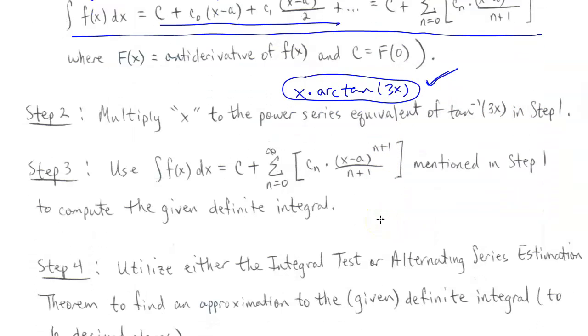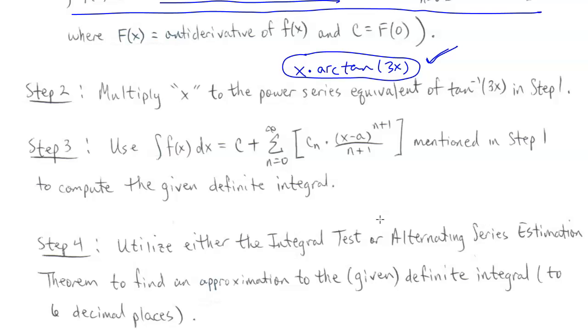And then step four: since we have to approximate our answer to six decimal places, we can either use the integral test or the alternating series estimation theorem to find an approximation to the given definite integral to six decimal places. I say either one because in the event that we have a power series that does not have any negative terms, we should be able to figure out the behavior of the area under the curve by integrating the continuous equivalent of the power series. That's what the integral test is for in this instance.